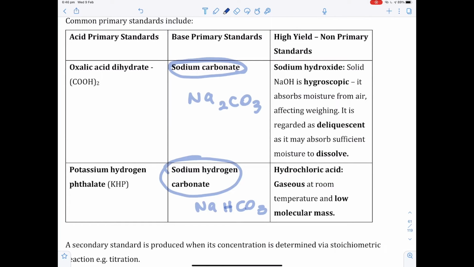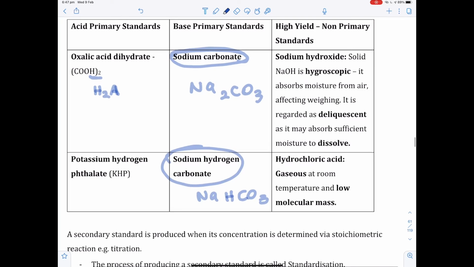On the left-hand side, you can see there are some acid primary standards. I wouldn't even memorize potassium hydrogen phthalate. That's just there for your information. Oxalic acid dihydrate, I don't remember the chemical formula because you haven't done organic chemistry yet. I just want you to understand that it's got two hydrogens, so it is a diprotic acid. If you ever get this in an exam, they don't give you the chemical formula. Just remember it's diprotic for now, so you can write equations with it. Do we have any questions so far? Anything at all?